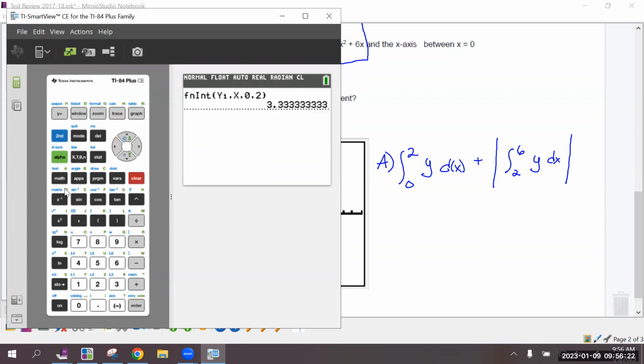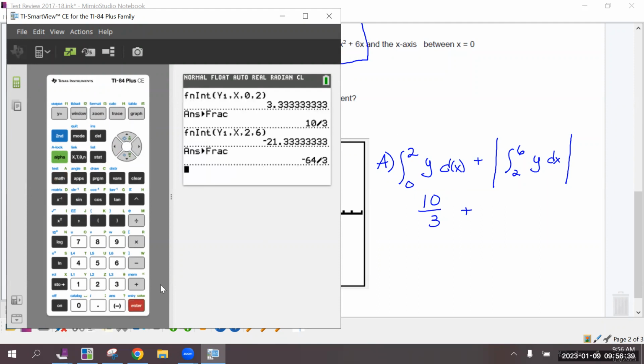Actually, wait, let me take math, enter, change that to a fraction. So 10/3 plus negative 64/3, but the absolute value would be positive 64/3. So when I add them together, I get 74/3.